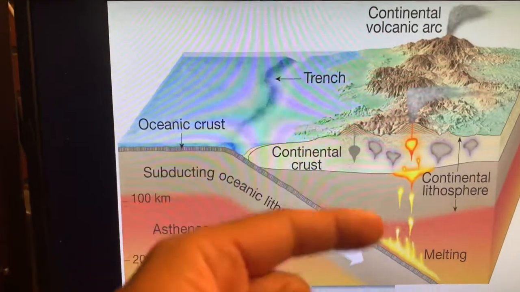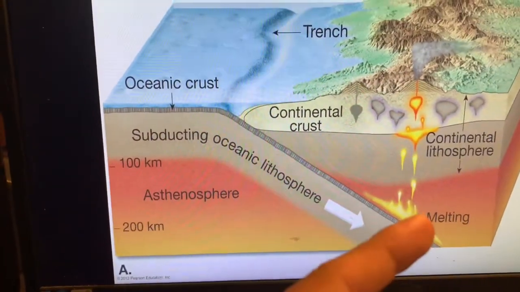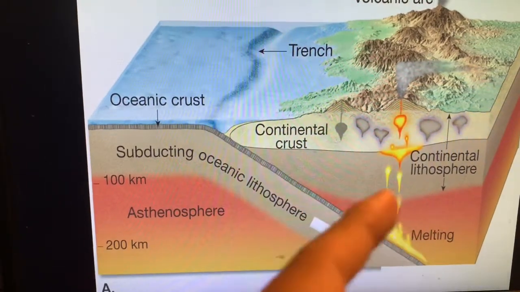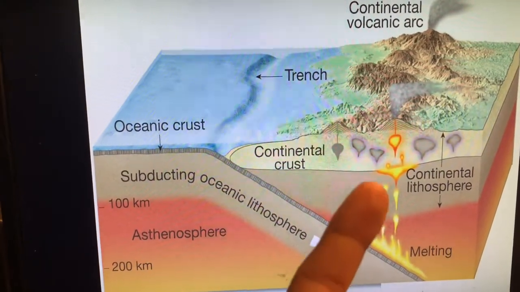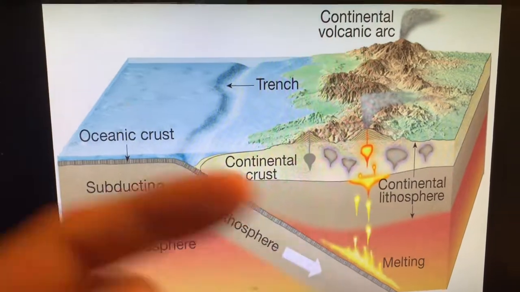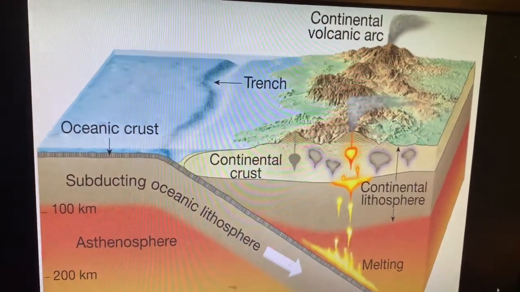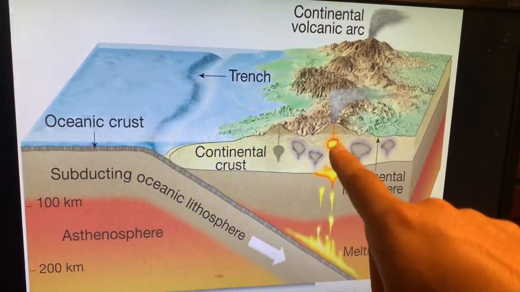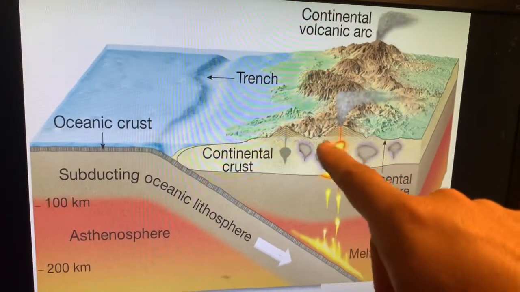Now, as it goes down, it's going to melt. Some of it will melt all the way down here. But some of it can melt, and since it's now a liquid, it's got a lower density than the stuff around it, it's going to bubble up. And we talked about this process yesterday. And what you will get is a magma chamber that forms. You see it right there. And that magma chamber, if it finds a weak spot in the continental crust, can form a volcano.